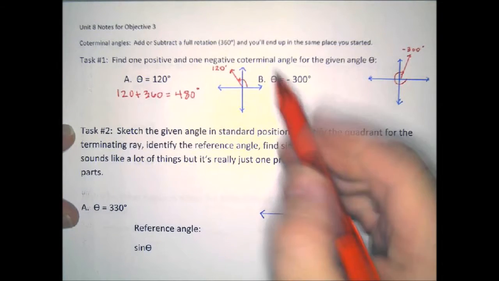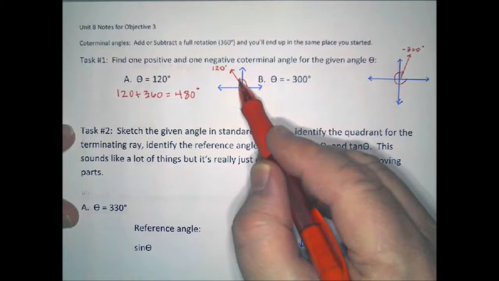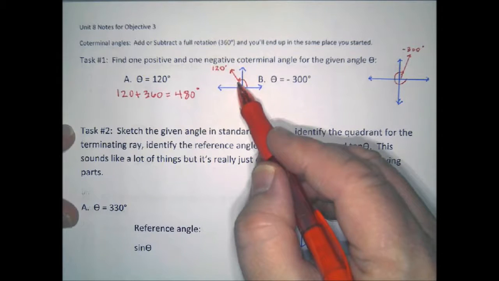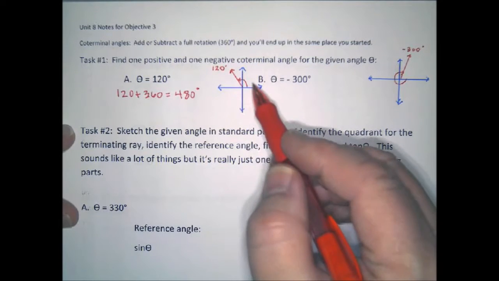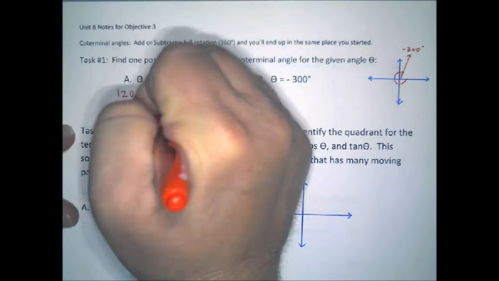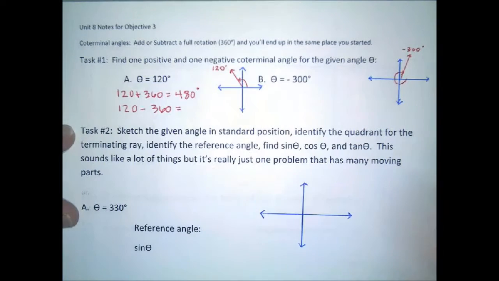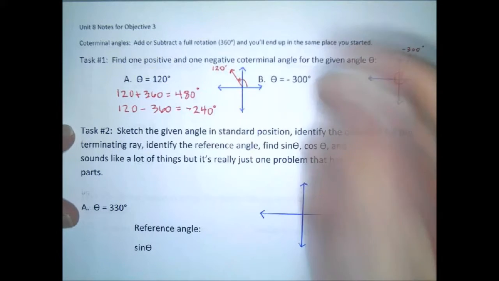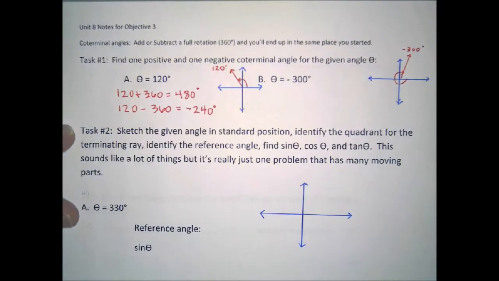Now, what if you started back at that 120 degree angle again, but this time you went the other way, 360 degrees? So what if you subtracted 360 degrees? So 120 minus 360 equals negative 240 degrees. And that's what we mean by coterminal.